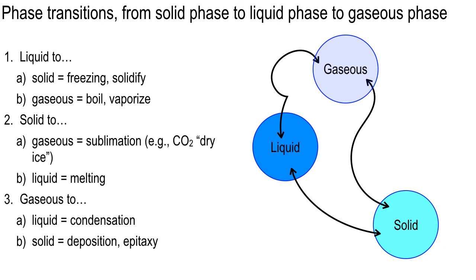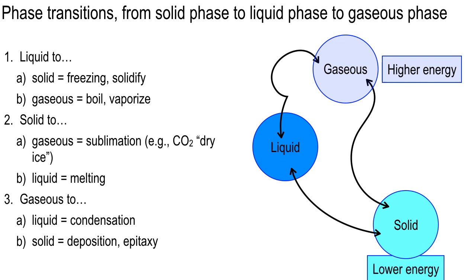Gaseous to solid, that's when you have gold heated up into a vapor and then you cool it rapidly and it deposits a thin layer of solid gold onto some surface that you're trying to work with. So in general, the gaseous state is the higher energy state, and the lower energy state is the solid, and liquid is kind of in between. And every substance is different, so you just got to measure it.